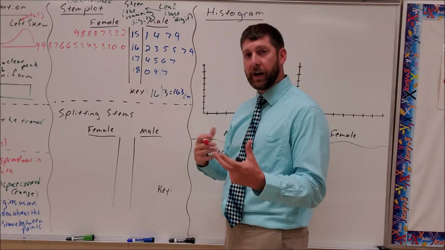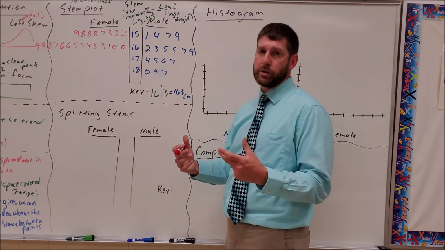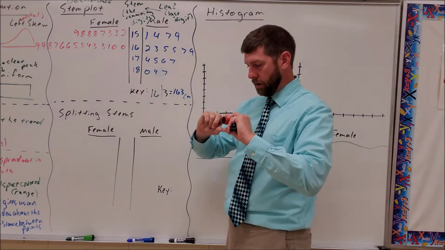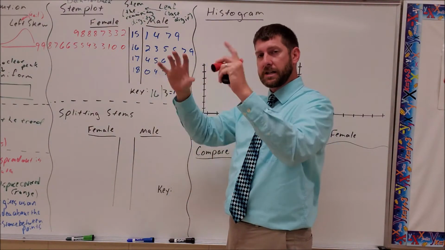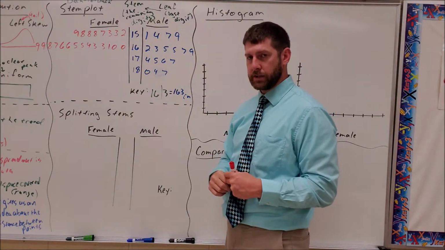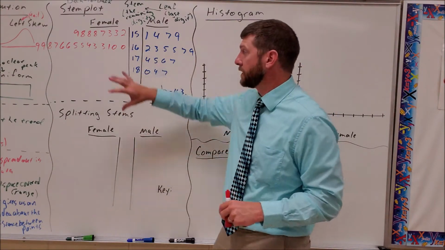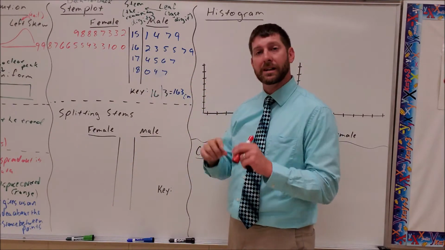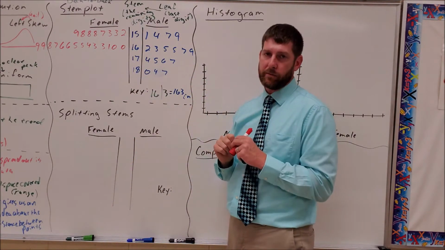If I want to compare like things, like on a tree, I can't take a huge branch and compare it to a small branch. I want to compare two branches that are the same size, and then I can look at all the leaves on those two same size branches. Same thing with splitting stems. If I'm going to split stems because I have tightly packed data, I need to make sure the stems represent the same thing.